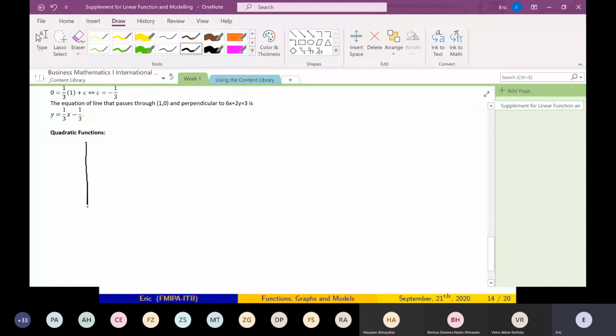Okay, so first of all, x, y. This is y equals x squared. Any question from this? It has x equals 0 as its symmetry.